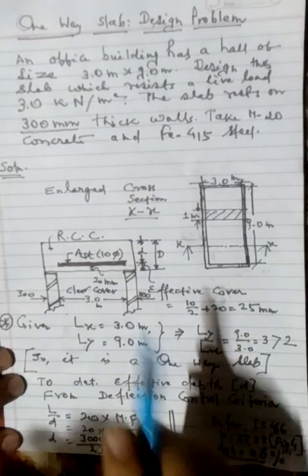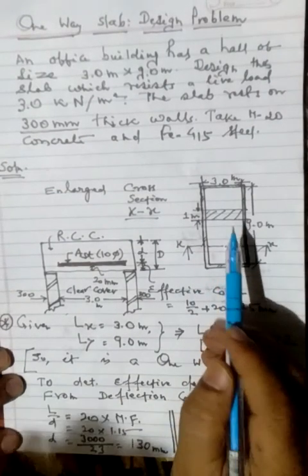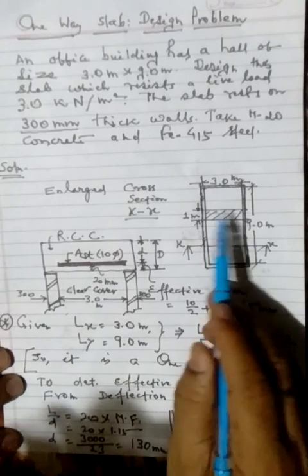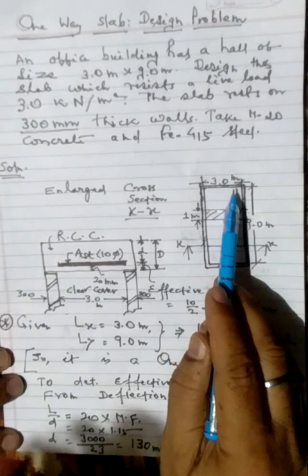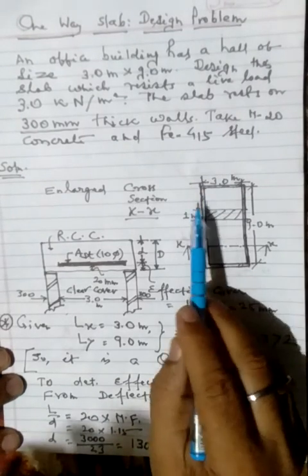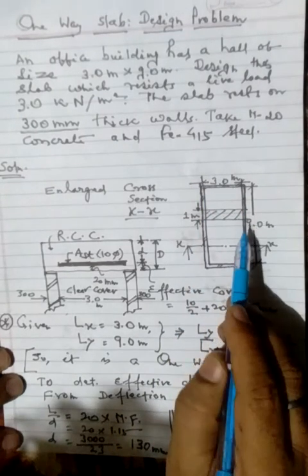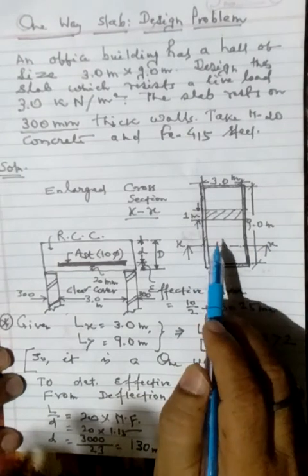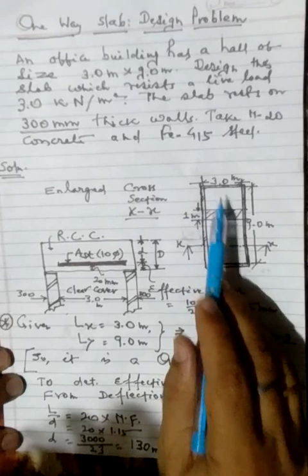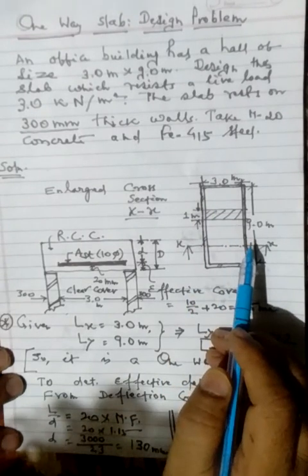To begin with the solution, I have just visualized a diagram for this room. The room is having a 3 meter shorter span, that is the width of the room, and the longer span, that is 9 meter length of the room. So for the slab over this room, its Lx is 3 meter and Ly is 9 meter.